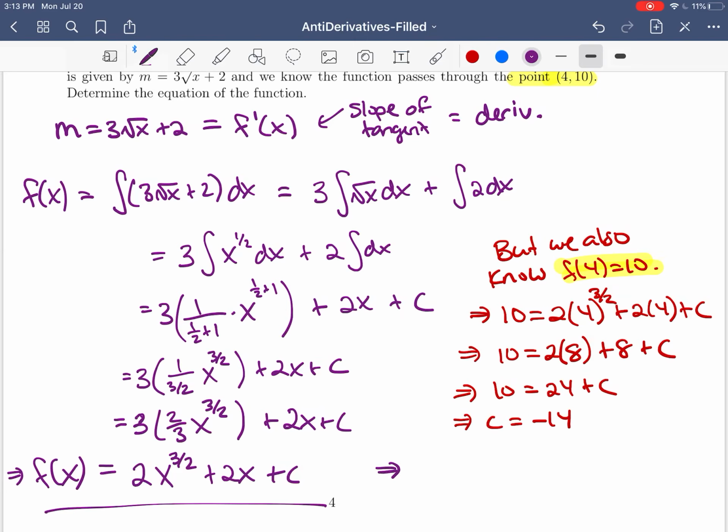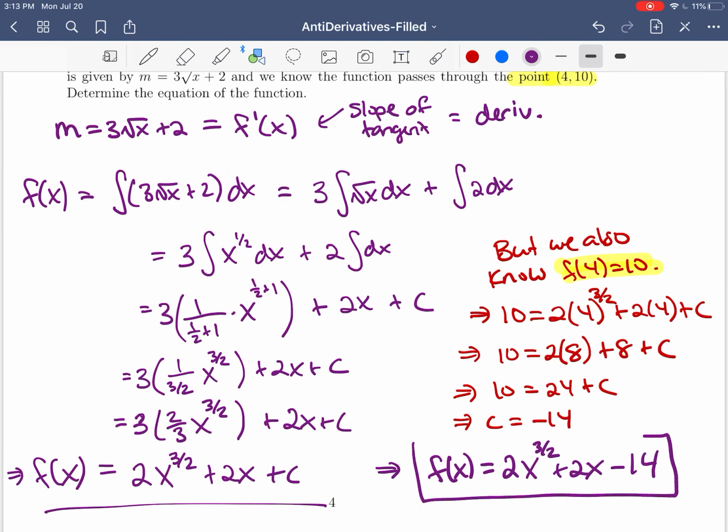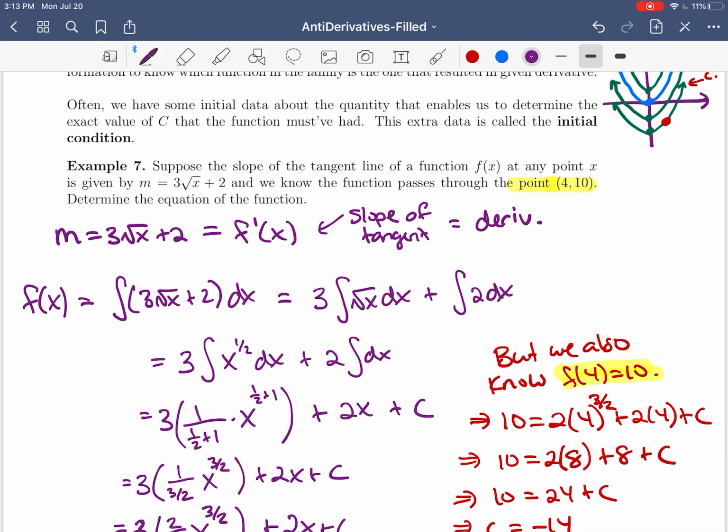So that tells me that the f of x that I actually want, that has both the right slope and the right point, is 2x to the 3 over 2 plus 2x minus 14. So this is the function that satisfies both conditions. This is sometimes known as an initial value problem because you have this extra condition. We're going to see more of those later, but here we can use that extra condition to figure out exactly what the c value is.